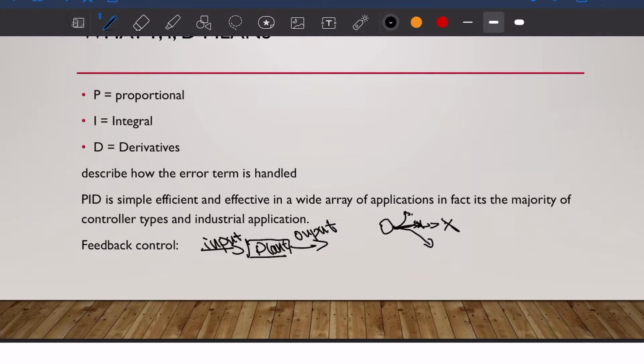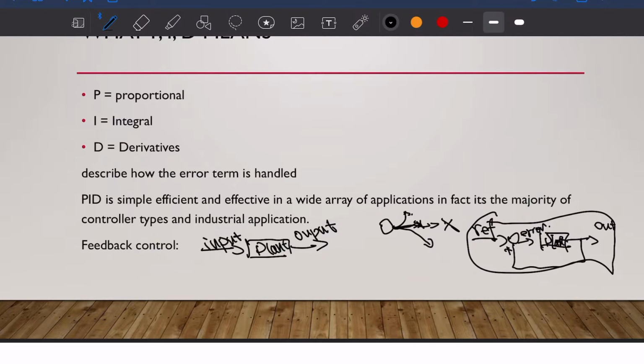When we have a controller, we'll have a reference, and I will still have a plant over here. I will have some output, and the controller will go back and tell that there's an error. Then the robot will adjust itself, and this is a feedback controller. The signal goes back to the reference and says there's a difference, there's an error over there, and then we need to adjust it.